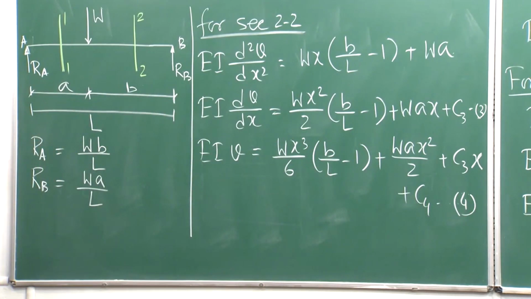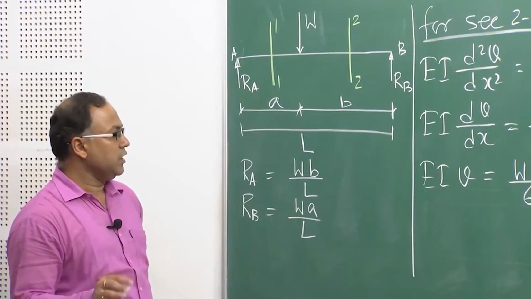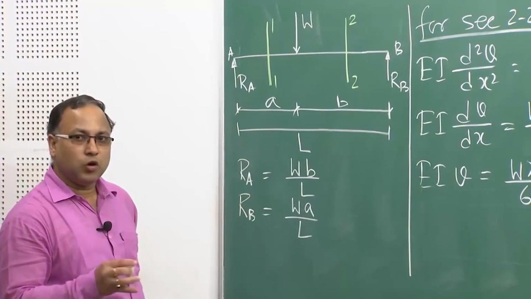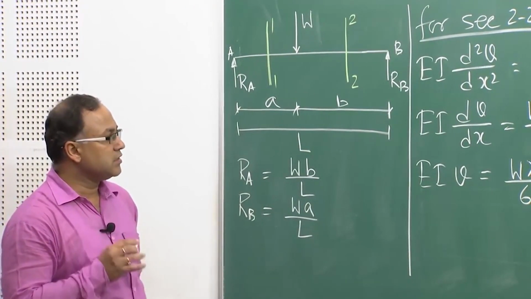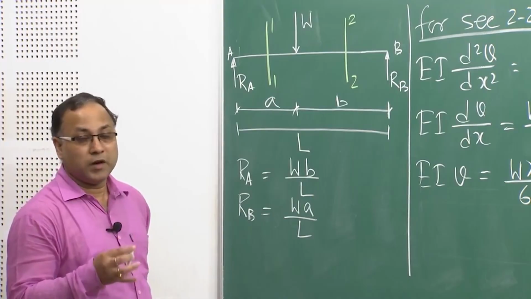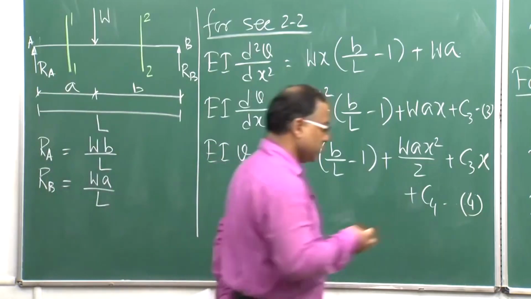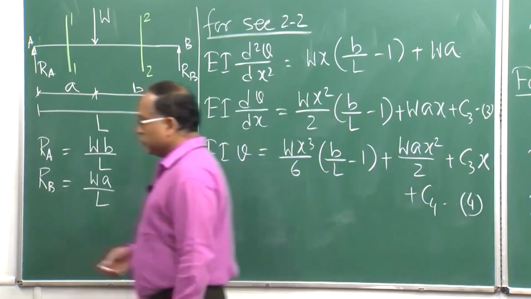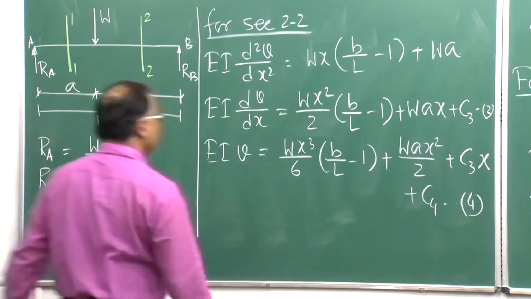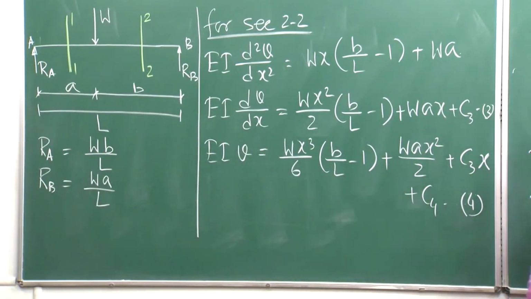Okay. So, I have got 4 equations to be solved. First, we need to find out all the integration constants C1, C2, C3, C4, and you know how to find out from simple mathematics. So, let us find out those constants by putting the suitable boundary conditions.